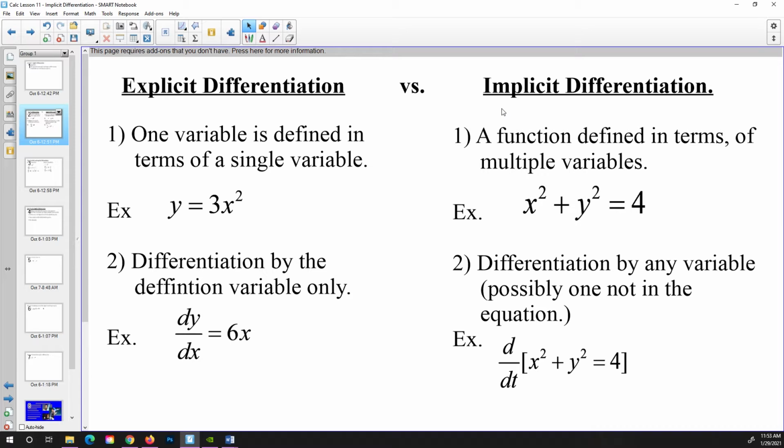With implicit differentiation, that's a little bit different. A function can be defined in terms of multiple variables, and differentiation may be by any variable, possibly even by a variable that is not in the equation. So you'll notice in this equation, our variables are x and y. In this particular differentiation, we are deriving with respect to t, because a lot of times the applications of these functions will be a derivative with respect to time.